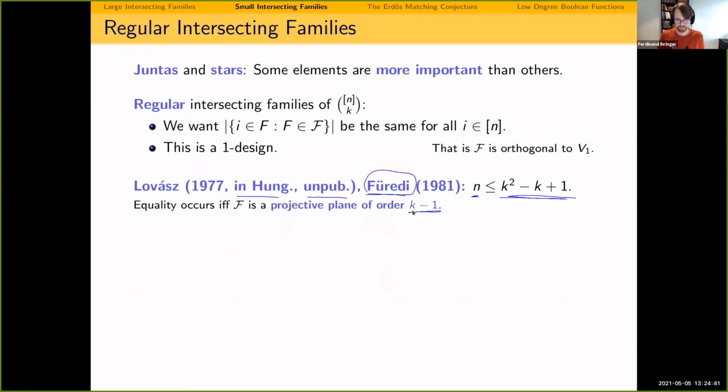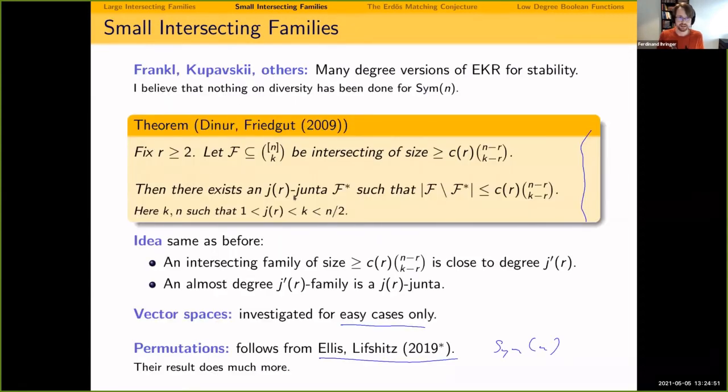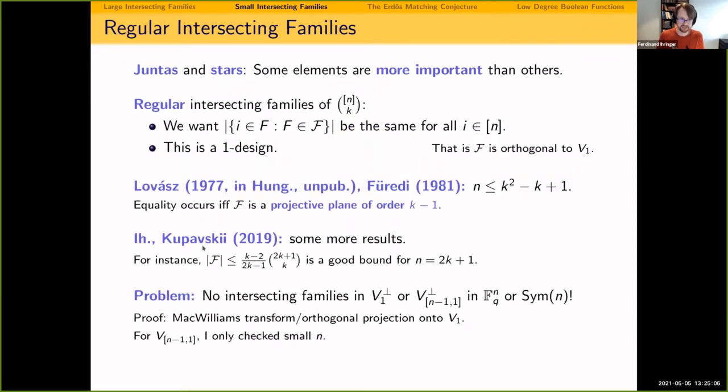Now, of course, you can also get bounds on regular intersecting families by using this result we had here. This says if a family is large, then it's a junta. So a regular family does not have a junta, so it must be small. And this is something I wrote up with Andrzej Kupavskii not too long ago. And we also collected a long list of other small results on regular intersecting families for sets.